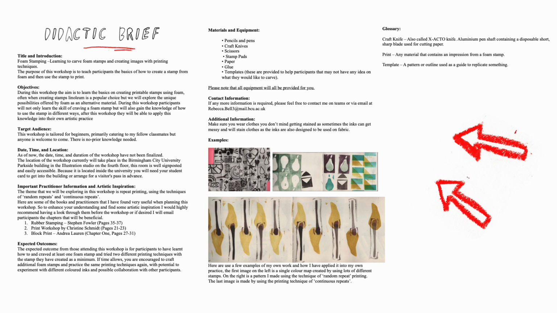Here is the original didactic brief that I composed and then sent out over Teams so everyone could read before attending the workshop. This brief includes the objectives, the target audience, the time, date, location, important practitioner information and artist inspiration, and the expected outcomes. It also had a list of the materials and equipment and a note that I would be providing them for everyone. My contact information in case anyone had more questions, some additional information, and examples of how I've used what I will be teaching in the workshop in my own personal practice. There's also a glossary for some words that may not be in everyone's vocabulary.